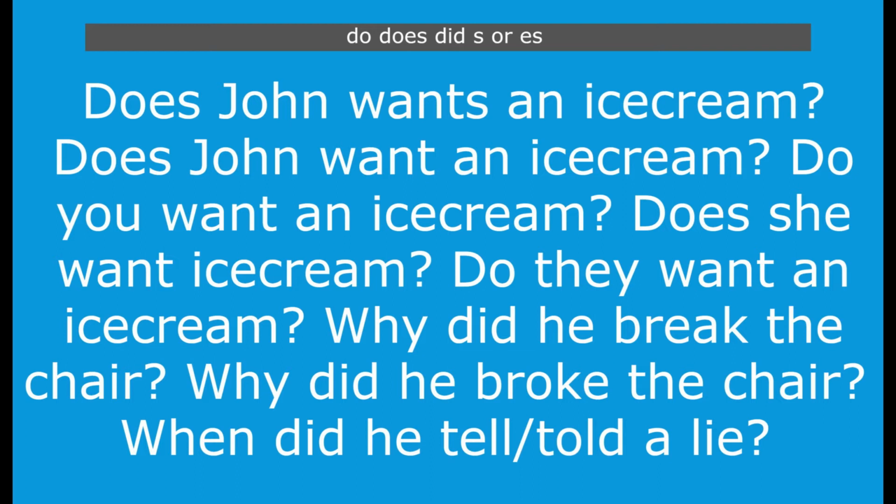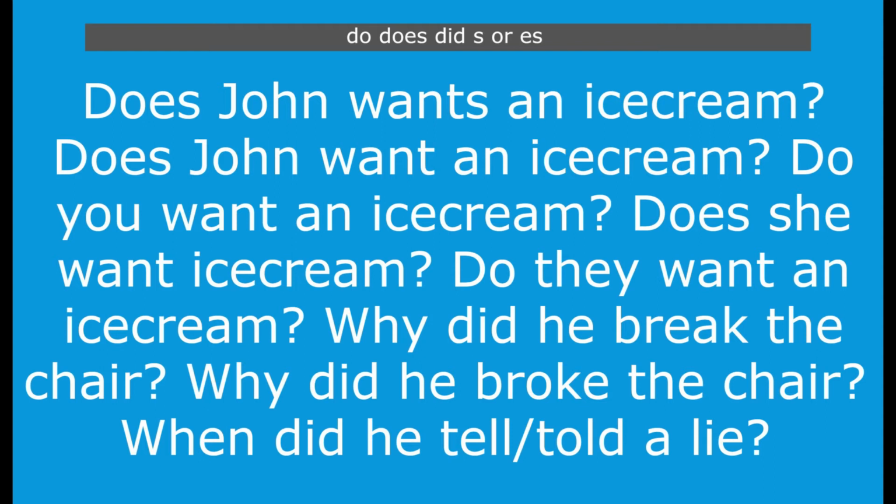Do you want an ice cream? Do they want an ice cream? Does she want an ice cream? Here does has been used. We use do when the subject is plural. When the subject is singular, we use does.